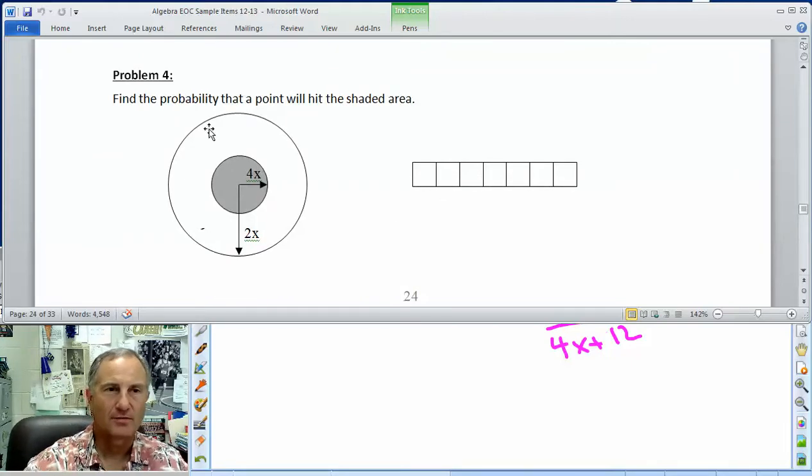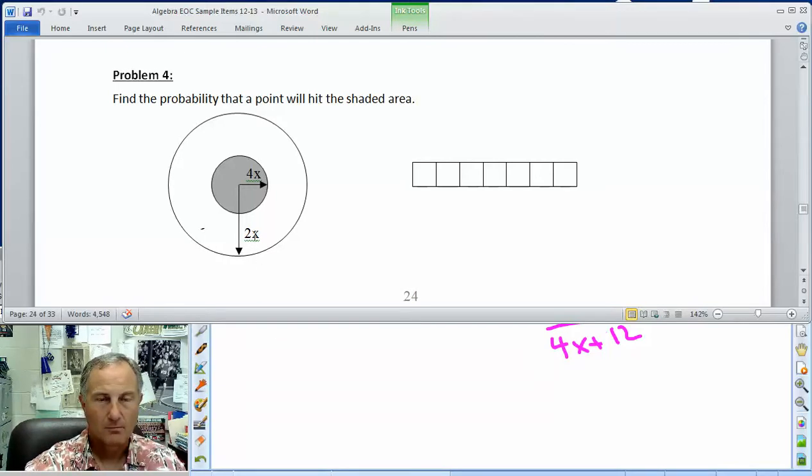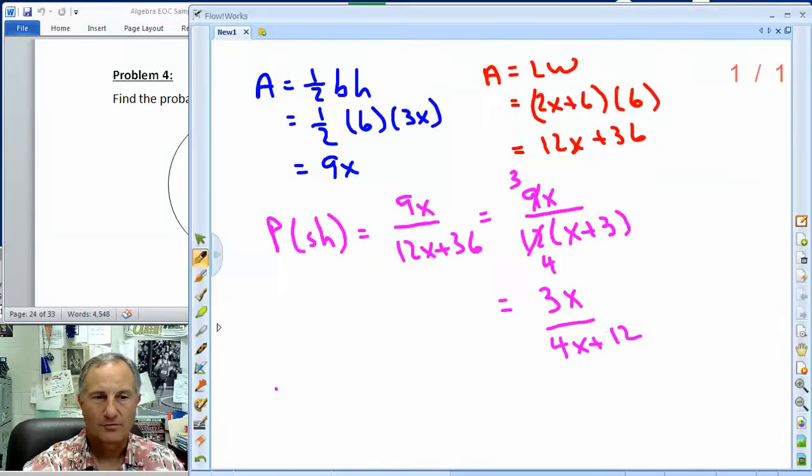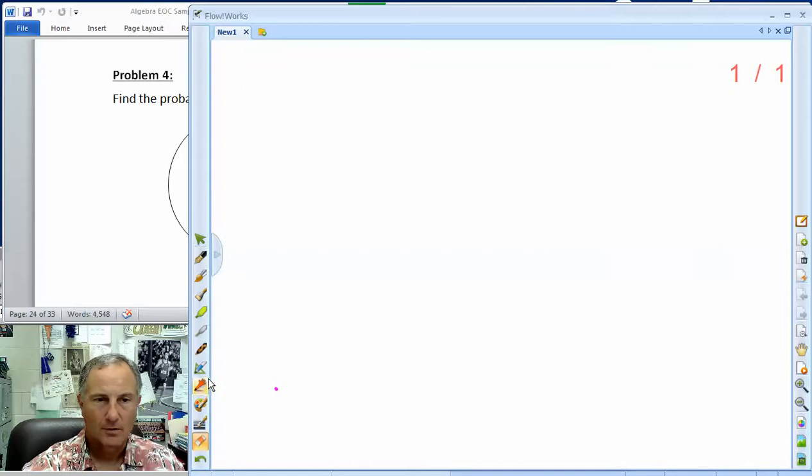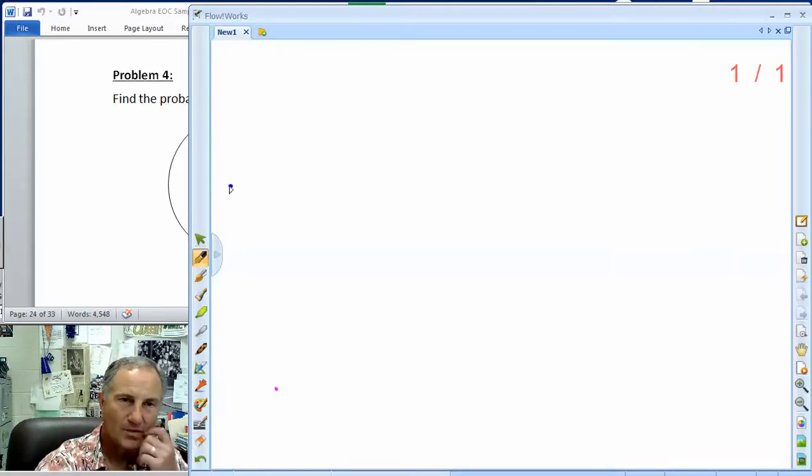Okay, problem 4 follows the same thing. Find the probability that a point will hit the shaded area. So we're going to take the area of the shaded over the area of the whole thing. Only now we're dealing with circles. Okay, so with the circle, we're going to use the formula for the area of a circle, pi r squared. So, here we go. Pi r squared is our formula for both of them because they're both circles.